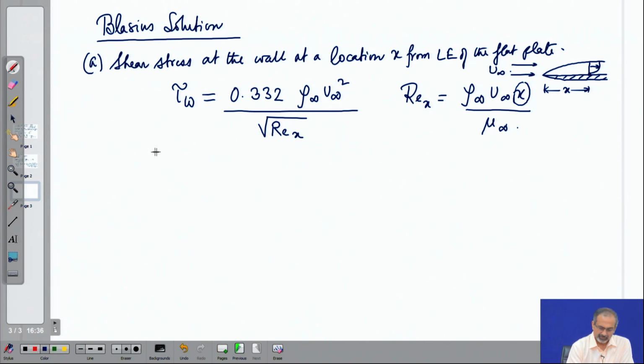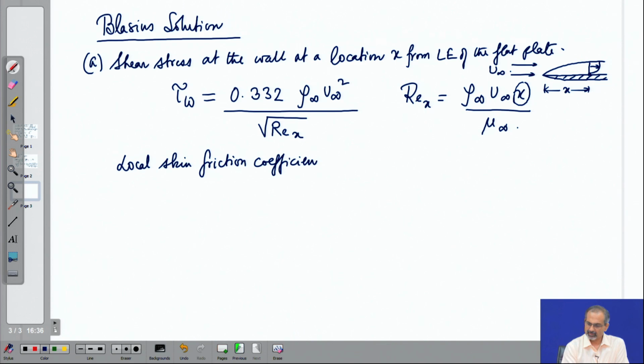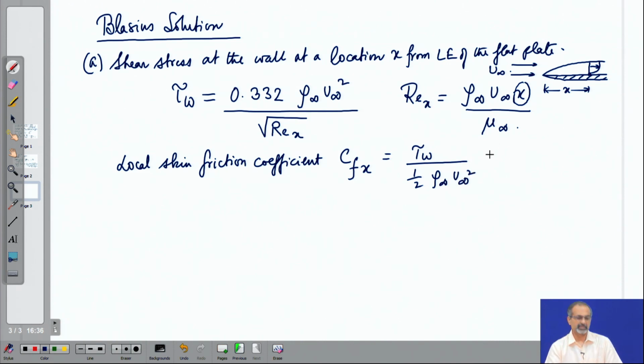Based on the tau value that we have, the local skin friction coefficient is, first of all, represented like this. It is basically a non-dimensional form of the local shear stress. If you substitute the values, it turns out to be this. This is the local skin friction coefficient.